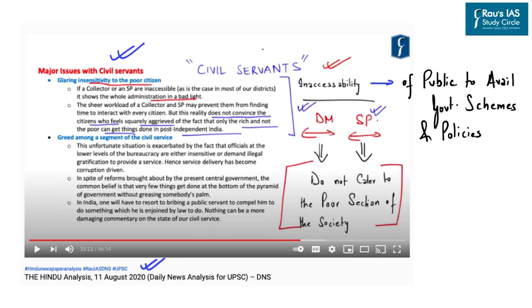And one of the major challenges which was discussed was the inaccessibility of the civil servants, namely the district magistrate and superintendent of police, with respect to the public to avail government schemes and policies. And it was also discussed that these officials do not cater to the poor section of the society, especially with respect to implementing government policies.